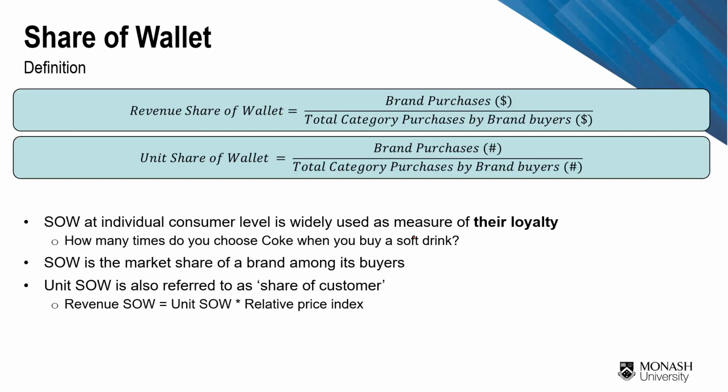Now the second one is share of wallet. As I said just now, share of wallet is technically a measure of loyalty. This is what we call the SOW, or share of wallet. There are different ways of calculating share of wallet. It can be through revenue, or it can be a unit share of wallet as well. A unit SOW is also called a share of customers, while share of wallet is considered a measure of loyalty.